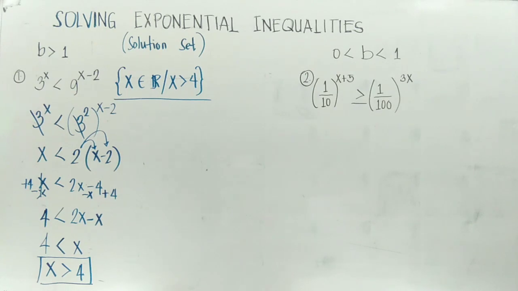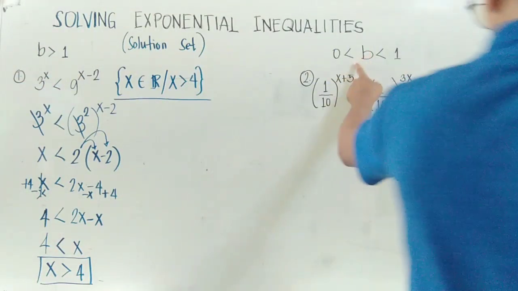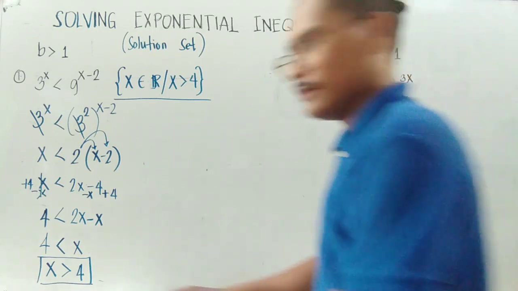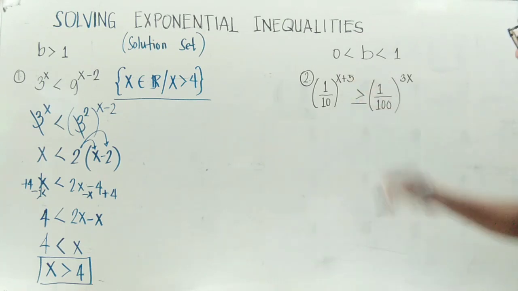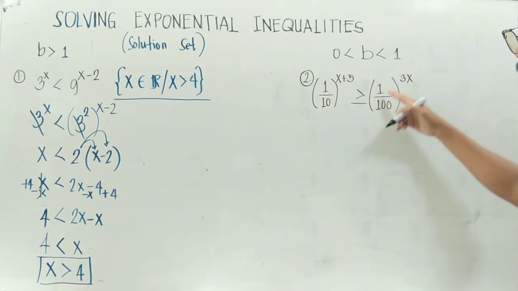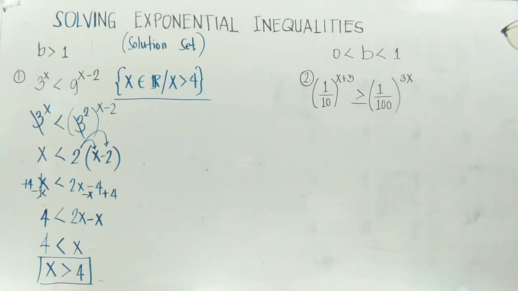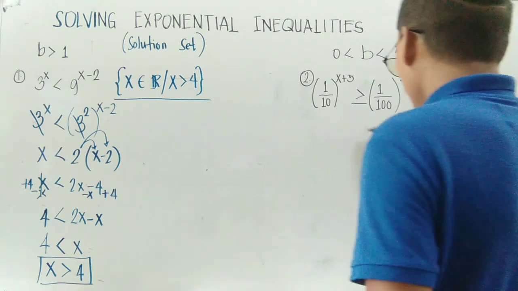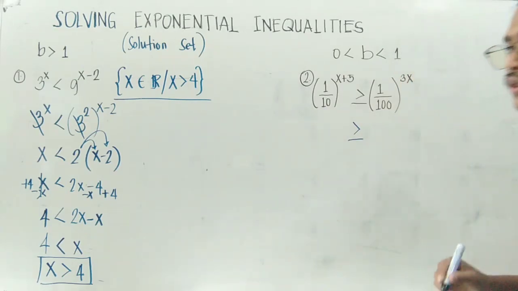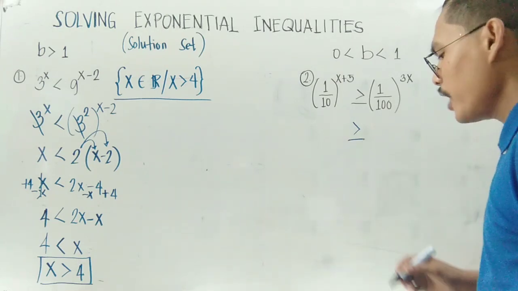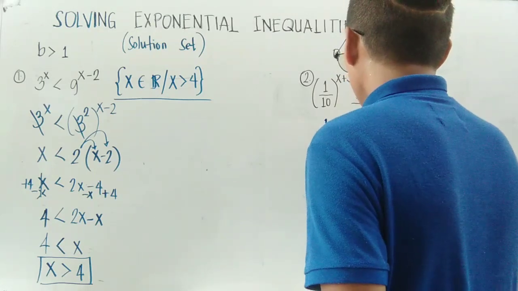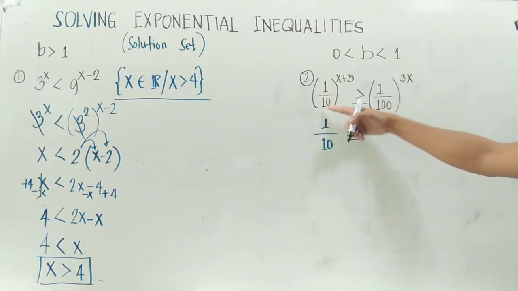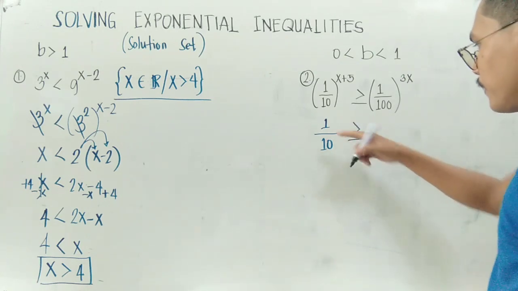Okay? Now let us proceed to example number 2 where b is greater than 0 but less than 1. Okay. So we have 1/10 raised to x plus 5 is greater than or equal to 1/100 raised to 3x. So again, let us rewrite your bases to make them the same or equal using your one-to-one property. So we must always follow the lesser base between 1/10 and 1/100. Of course, we will follow 1/10.